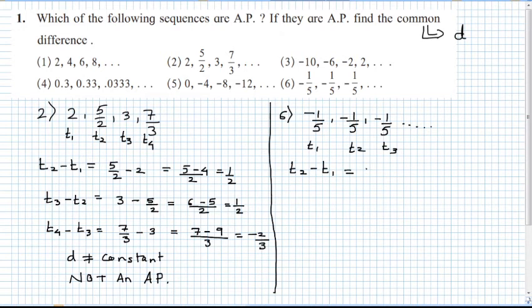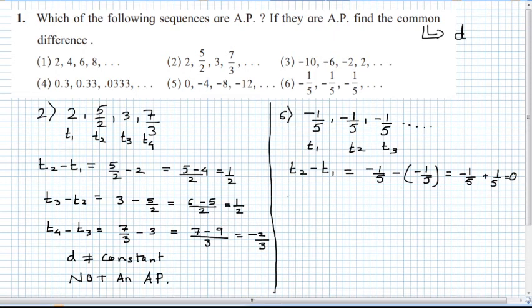So what is that now? T2 is minus 1 upon 5, minus T1, that is minus 1 upon 5. So that will be minus 1 upon 5 plus 1 upon 5, that is 0. Now let us take T3 minus T2. You can check, it will also be 0 because you are subtracting the same terms again. That also will be 0.